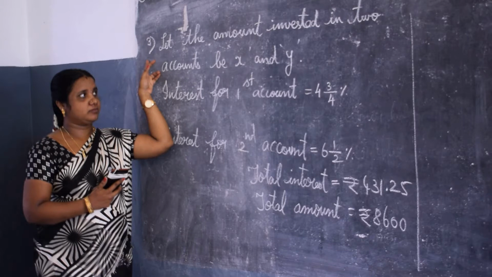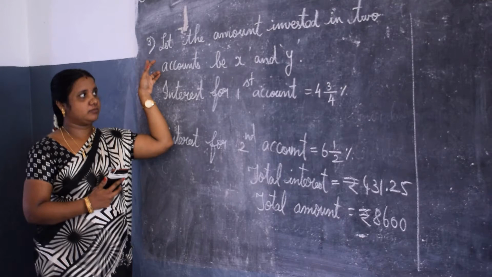16 plus 3, 19/4. This percentage I am going to write as 1/100. For interest, the first account I kept as x, so 19/400 x. Next, the interest for the second account is 6 1/2%. 6 2s are 12, 12 plus 1, 13. 13/2 into 1/100. The second account I kept as y. So 13/200 y. Now with the help of this, we have to frame our equation.